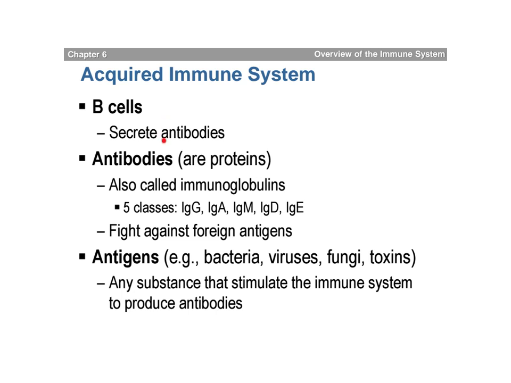The function of B cells is to secrete antibodies. Antibodies are proteins. They're also referred to as immunoglobulins, and there are 5 classes. These fight against foreign antigens. And again, antigens are anything that's detected. It's a substance that stimulates the immune system to produce antibodies. So, for example, bacteria would have surface antigens, viruses would have surface antigens, and fungi, toxins, and even parasites all have something on their surface, such as carbohydrates and proteins, that is going to stimulate an immune response, and those would be considered to be antigens.